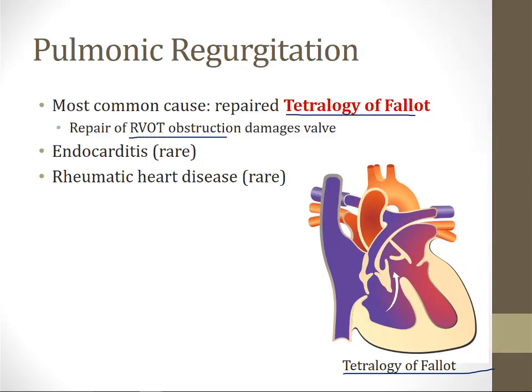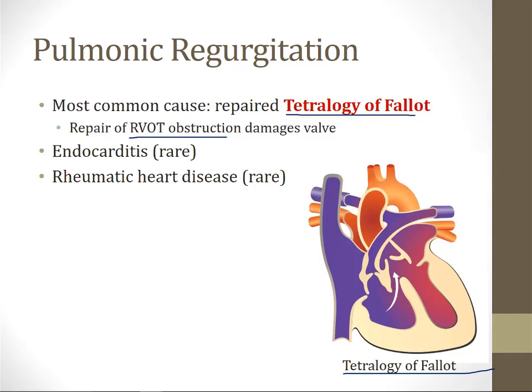When that obstruction is repaired surgically, that almost always damages the pulmonic valve, and years later, patients with repaired tetralogy of Fallot often develop pulmonic regurgitation. It's one of the major causes of morbidity in people who survive this via surgery in childhood. Later in life, they often need surgery on their pulmonic valve.